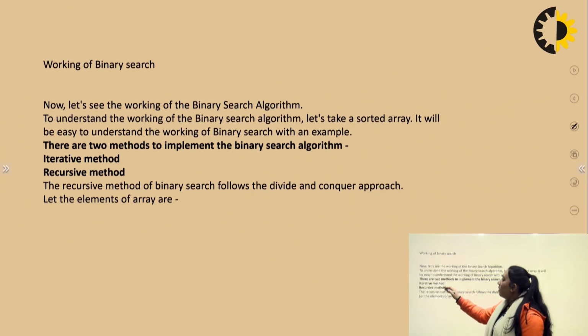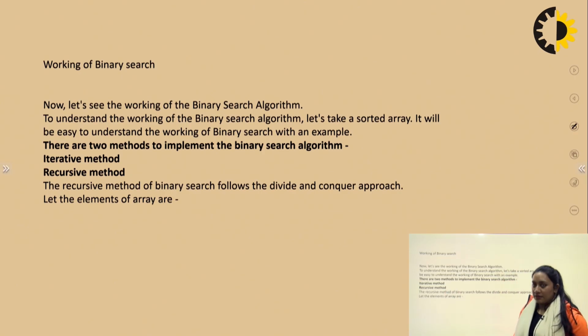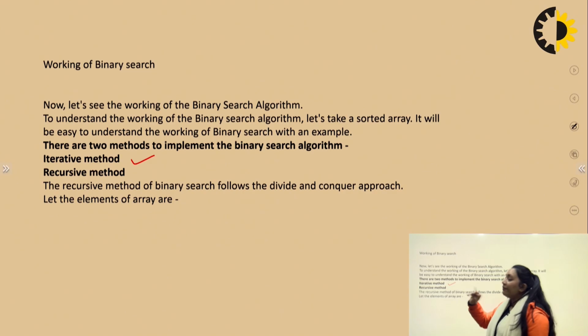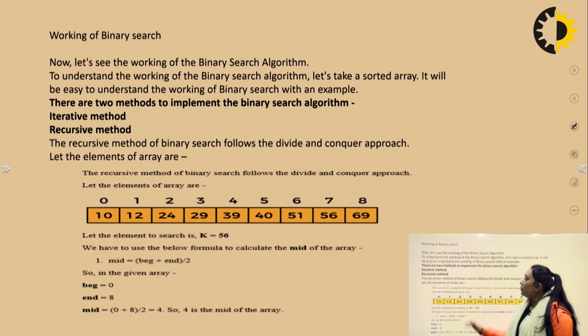So in the working of binary search, it can take two methods. First, the iterative approach. Second, the recursive approach. Let's understand the recursive approach method. The recursive method of binary search follows divide and conquer.